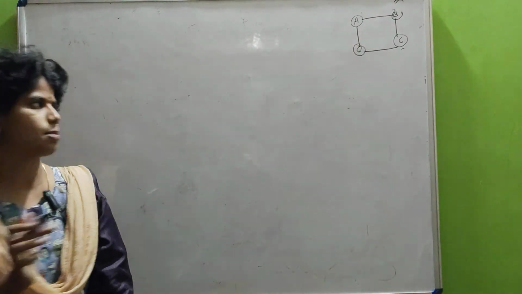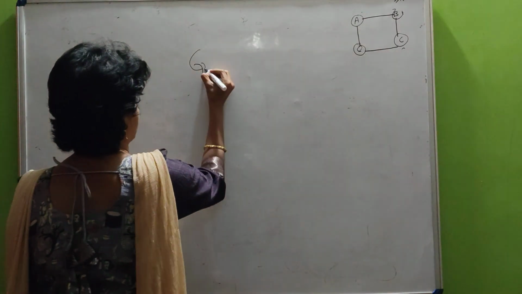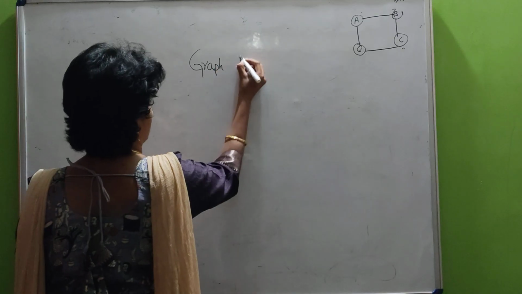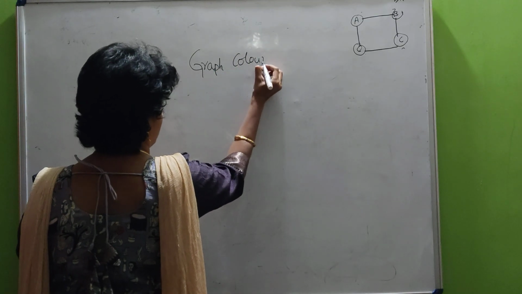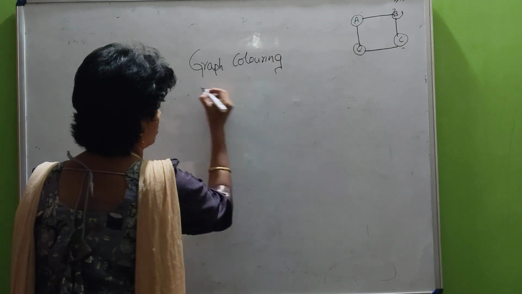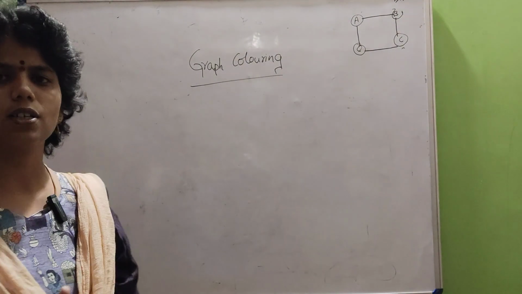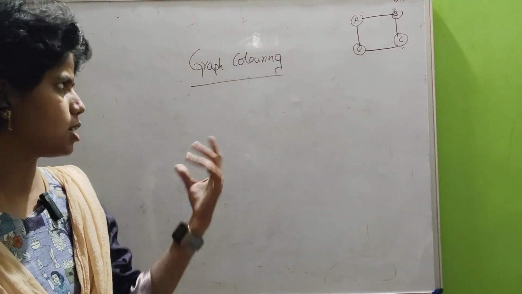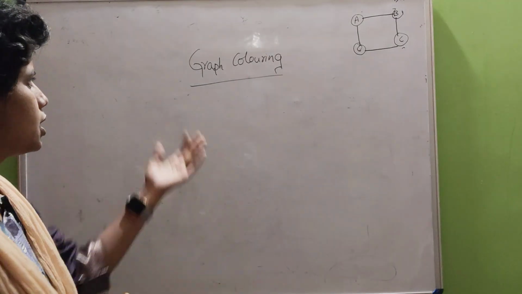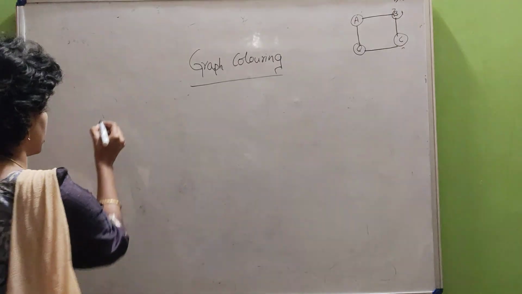Today we are going to discuss graph coloring. This is one of the topics in our backtracking. Now we are going to discuss how we are going to solve that using backtracking. Before going to that, let us see the definition of graph coloring.